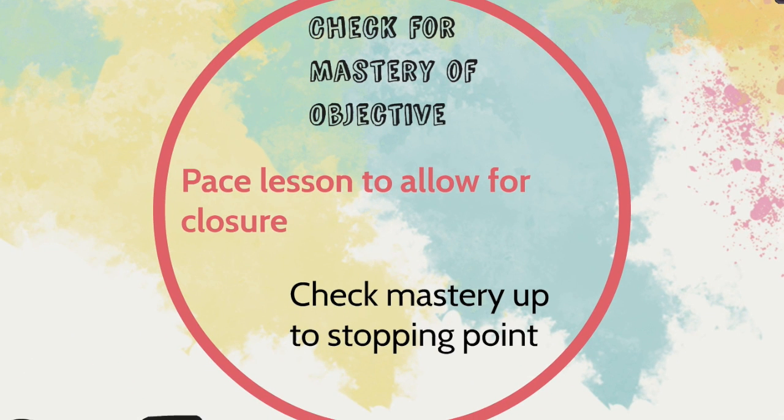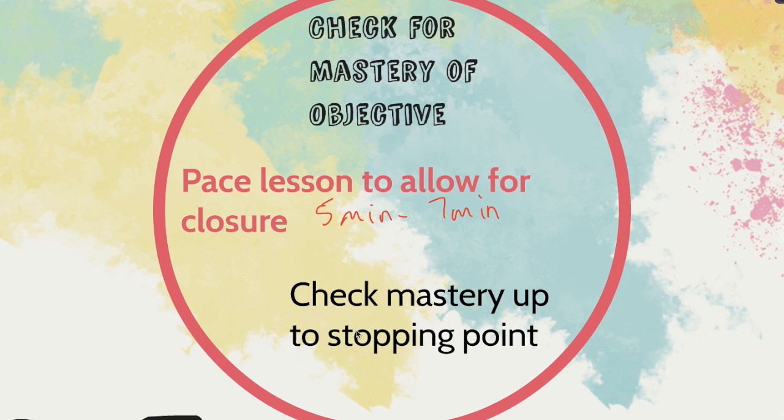And then finally, your objective has to have a way to check for mastery of it. So again, like I said at the beginning, make sure you pace your lesson to allow for closure. If this is the last 5 minutes to 7 minutes of class, for them to write an exit slip or to explain to a partner or to share out as a whole class, you want to make sure you allow for that at the end of class.